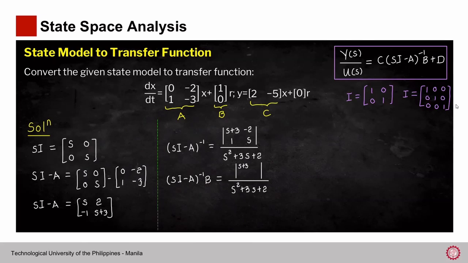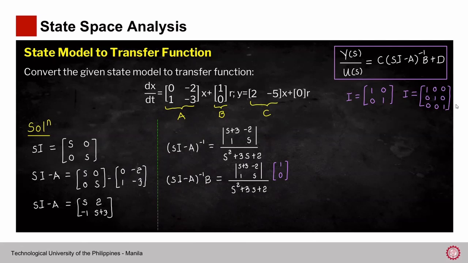So that is S plus 3, minus 2, then we have 1, and then S. What do we multiply it by, guys? The matrix B, the vertical one, which is 1, 0. So we will multiply this to 1, 0. How do we multiply matrices again? It's a dot product. So S plus 3 and negative 2 will be multiplied by 1, 0.